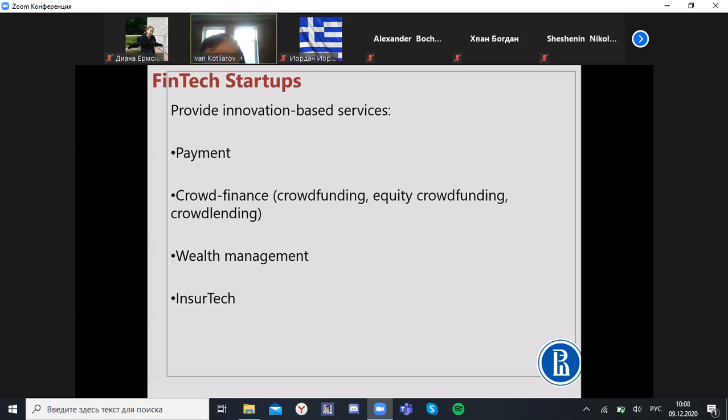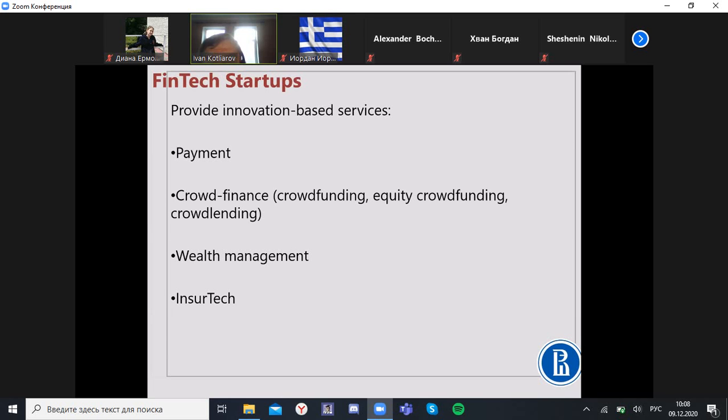Wealth management, what is it? In case of wealth management, a company provides you a service in the field of managing your assets actually. So it helps you to invest your assets to get a higher rate of return for your assets, etc. Obviously, this management should be based nowadays on digital technologies.